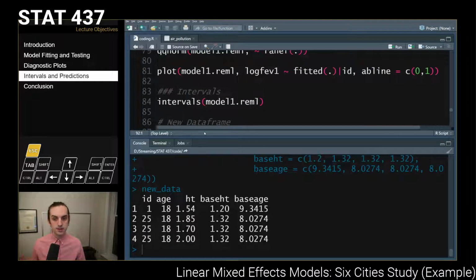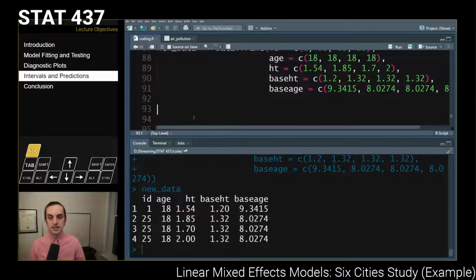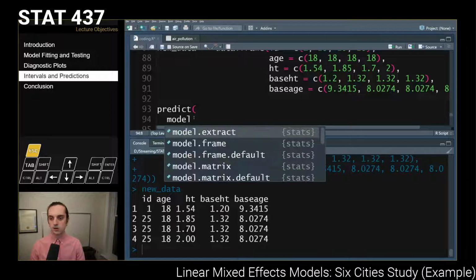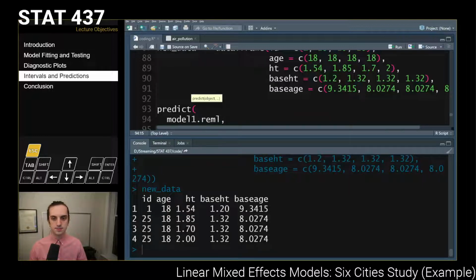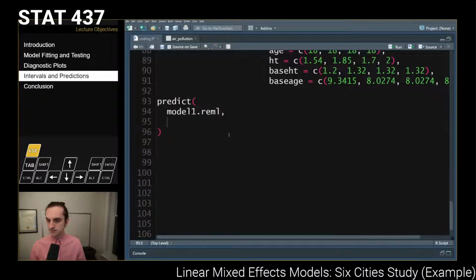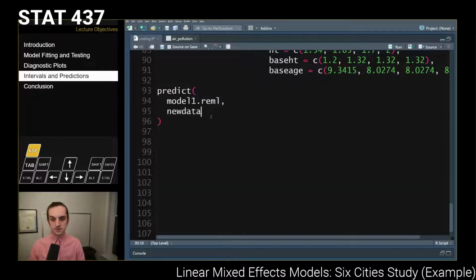But anyways, you could fill out this data with whatever you want, and then we can use the predict function. The predict function takes in the model that we want to predict from, which is model 1 REML in our case, and the new data, which in our case is new_data. Then we need to predict at a level. We can specify a 0 to predict at the population level, a 1 to predict at the individual level, or both a 0 and a 1 to predict at both levels simultaneously. So let's do that.